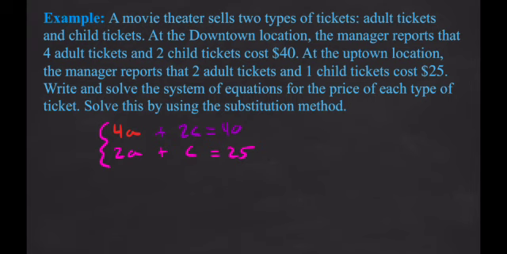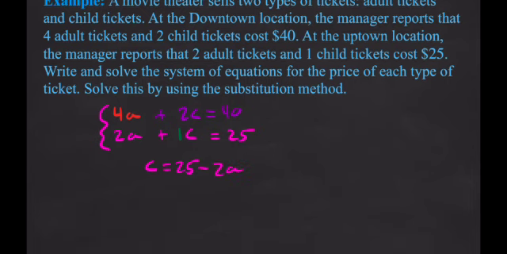With the substitution method, notice in the second equation we have C, which has a 1 in front. If C has 1 in front, we're going to just solve for that variable, and then we're going to substitute it into the other equation. So solving the bottom equation, we subtract 2a on both sides. So we have C equals 25 minus 2a. Because it has 1 in front, we don't have to do anything else.